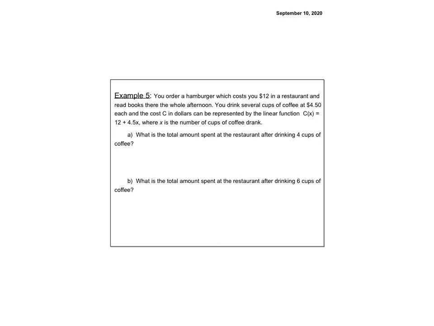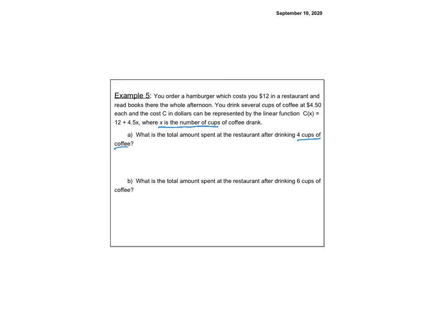You order a hamburger which costs you $12 in a restaurant and read books there the whole afternoon. You drink several cups of coffee at $4.50 each, and the cost C in dollars can be represented by the linear function C of x equals 12 plus 4.5x, where x is the number of cups of coffee drank. What is the total amount spent at the restaurant after drinking 4 cups of coffee?